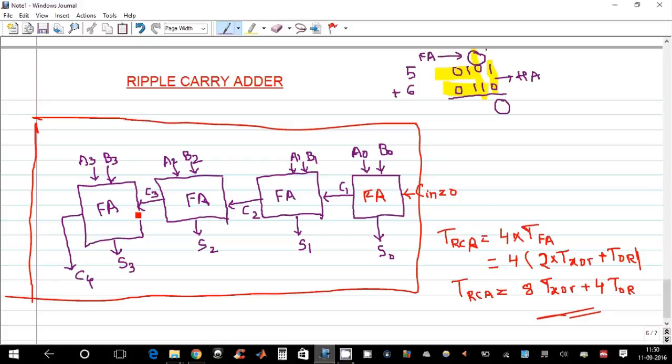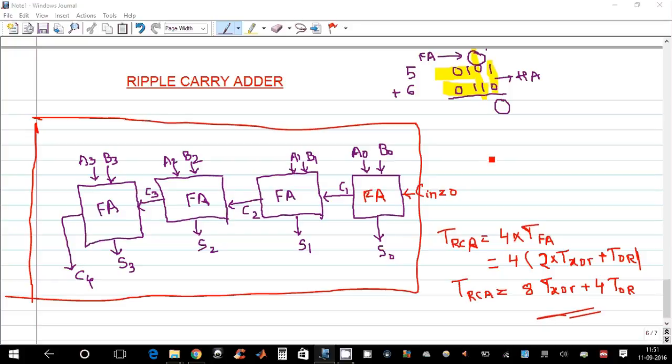And as we are mentioning, the basic disadvantage of this type of realization is that the carry input of each full adder should wait for the previous full adder, that is the C out of the previous full adder. So this is why the delay is increasing.